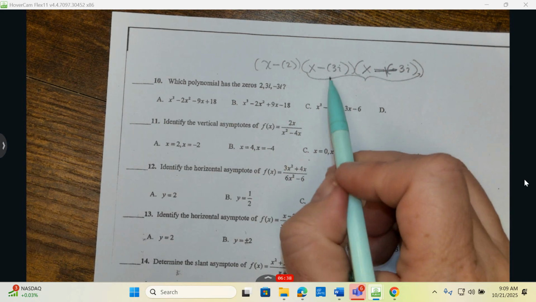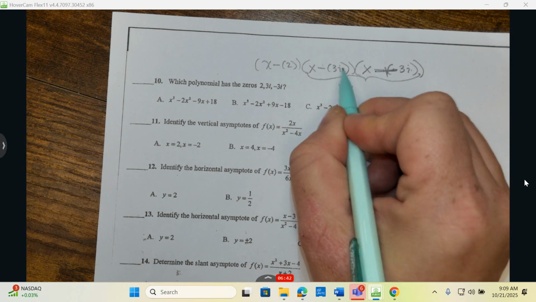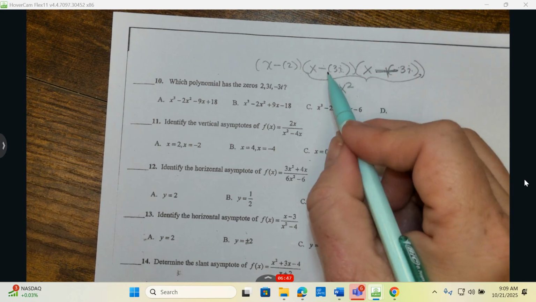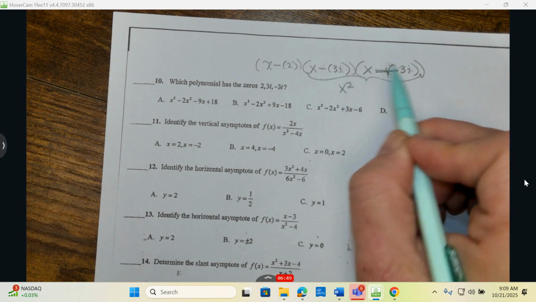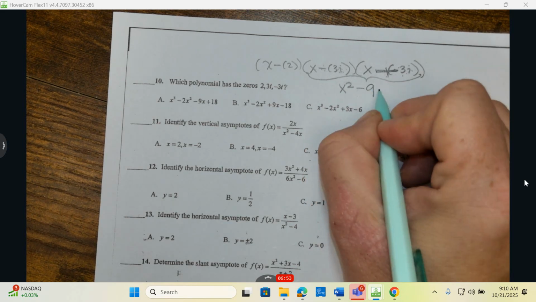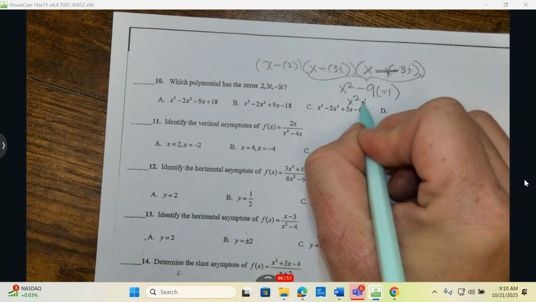When you multiply conjugates, you only have to do the front and the back. So x times x is x squared. We don't have to do the outside or the inside because they're additive inverses and cancel out. And then I have negative 3i times positive 3i. Negative 3 times positive 3 is negative 9. And I have an i squared, which is equivalent to negative 1. This becomes x squared plus 9.